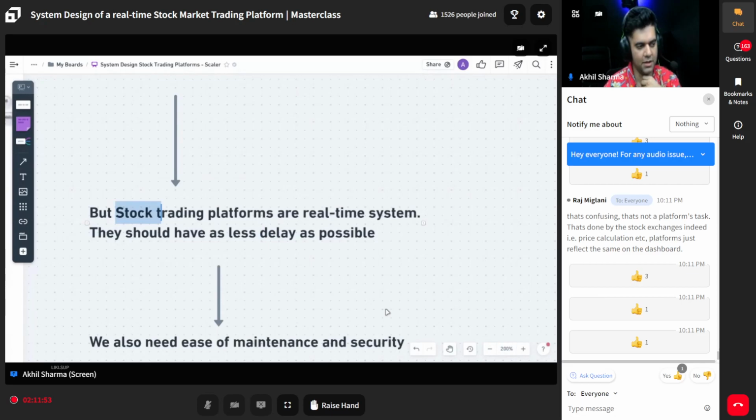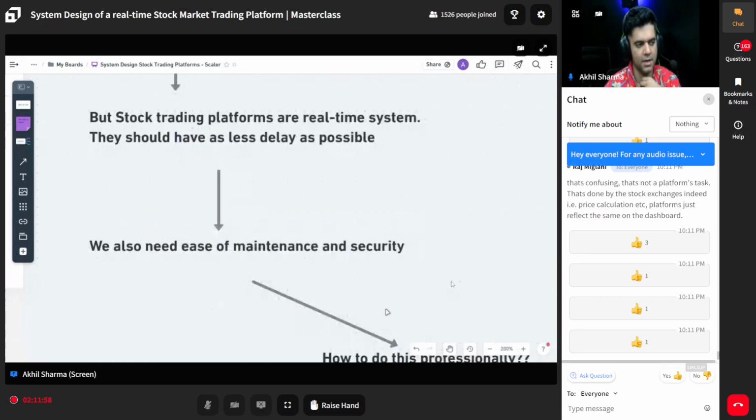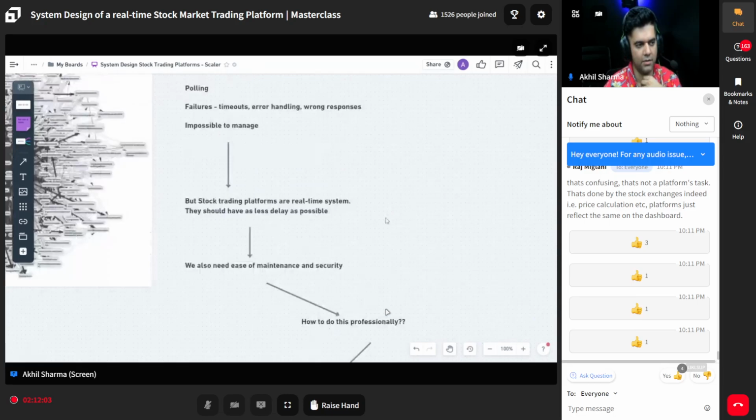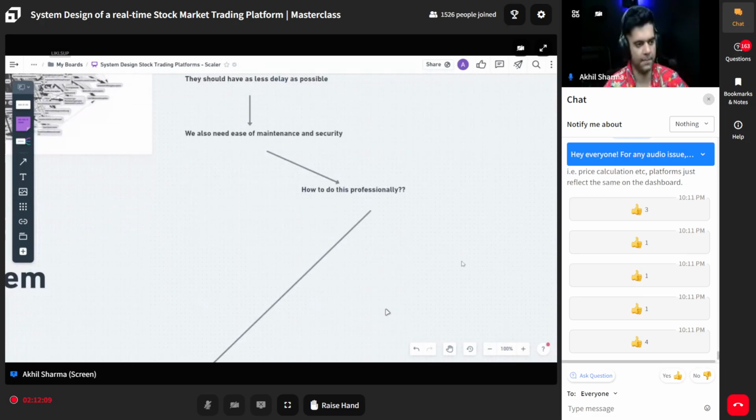the problem is that stock trading platforms are real-time systems. They should have as little delay, as little latency as possible. And we also need ease of maintenance and security, right? Which we were not getting. We were getting problems, failures, and it was impossible to manage so many microservices and so much interaction between them. So how to do this professionally?